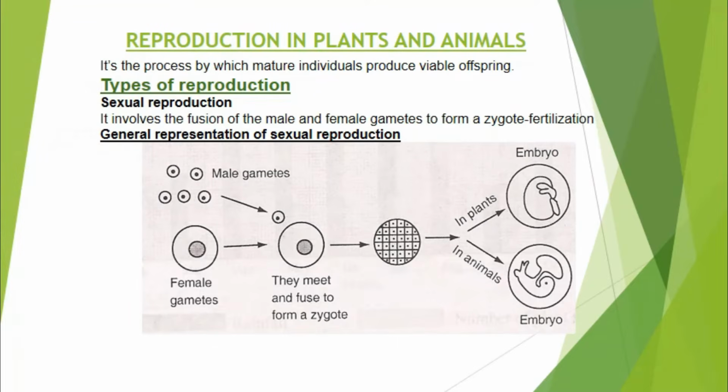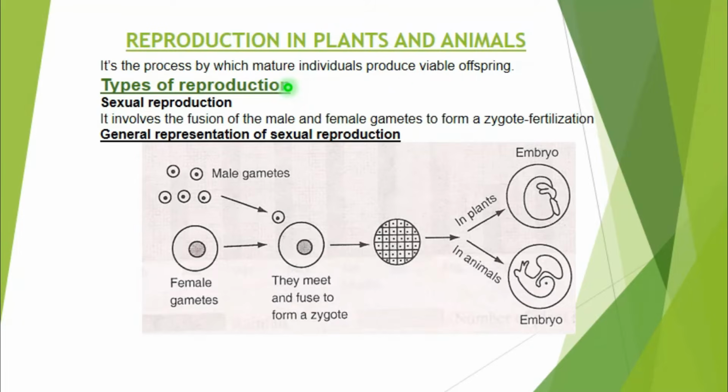What you need to know first is a definition of reproduction. As a student, you are supposed to know what reproduction means. This is the process by which mature individuals produce viable offspring. When we talk about viable, we mean fertile offspring. Remember, all of us, that is all living organisms, are products of reproduction.